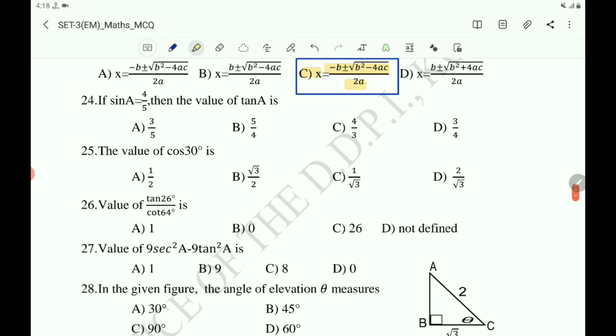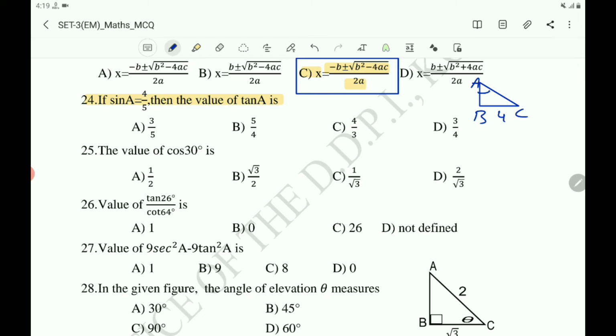Then you take the question number 24. If sin A equals 4 by 5, then the value of tan A. Here again we have to use the Pythagoras theorem. It is better to use the Pythagorean triplet. Here you have the rough sketch of the right angle triangle. Consider it is ABC and sin A is, you know, opposite side BC by hypotenuse 5. Tan is equal to opposite side by adjacent side. Here AB is the adjacent side, BC by AB.